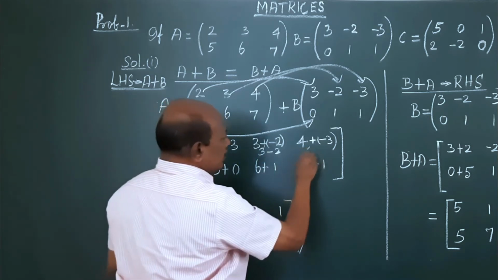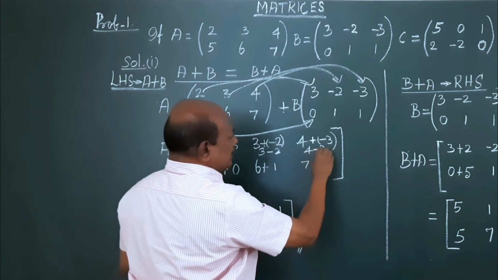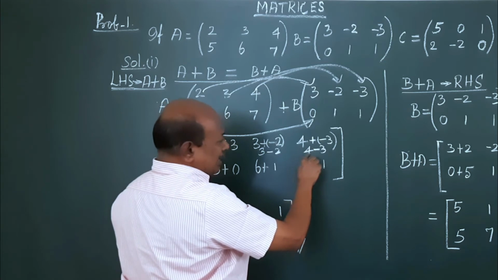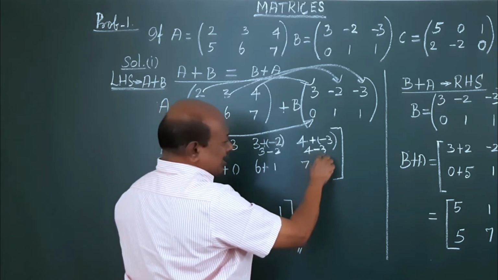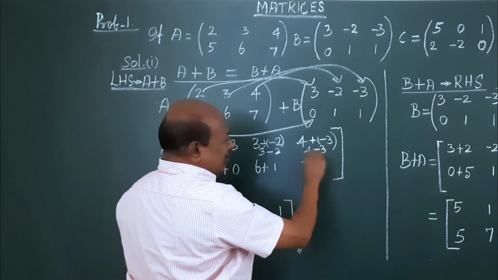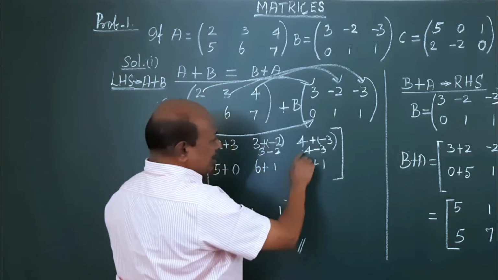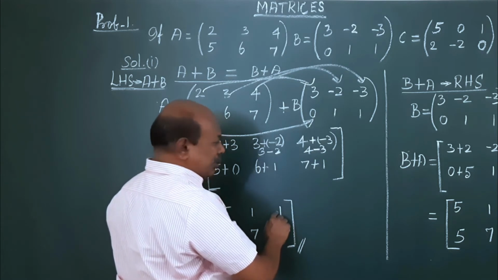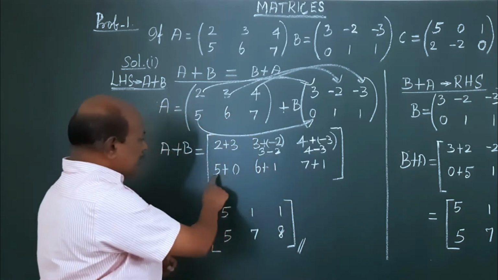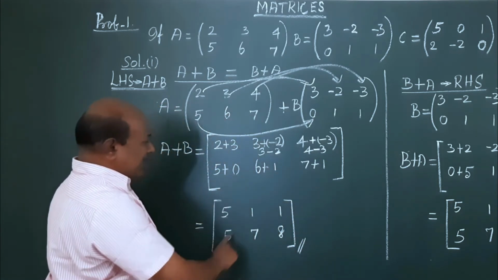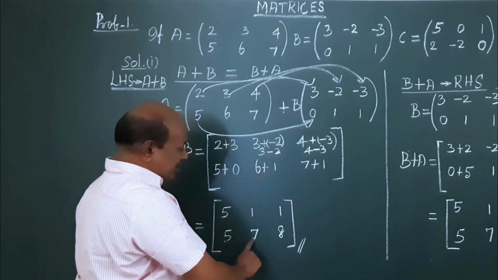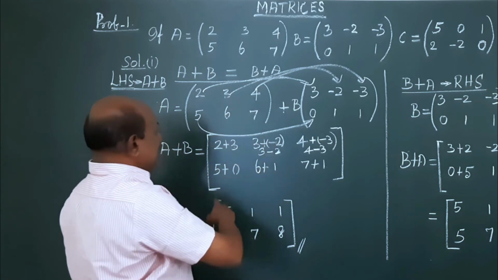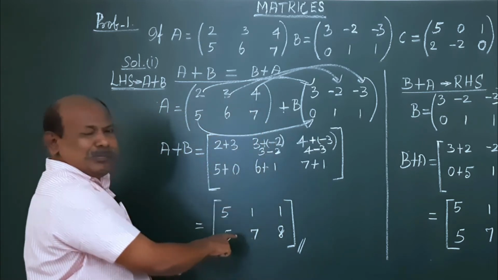Like that 4 minus 3. Plus into minus, minus. 4 minus 3. 4 is the greater number, 3 is the smaller number. Here we have to find the difference. Difference is 1. Put a symbol of greater number, that is plus. You need not put here plus. Then 5 plus 0 equal to 5. 6 plus 1 equal to 7. 7 plus 1 equal to 8. That is the A plus B.